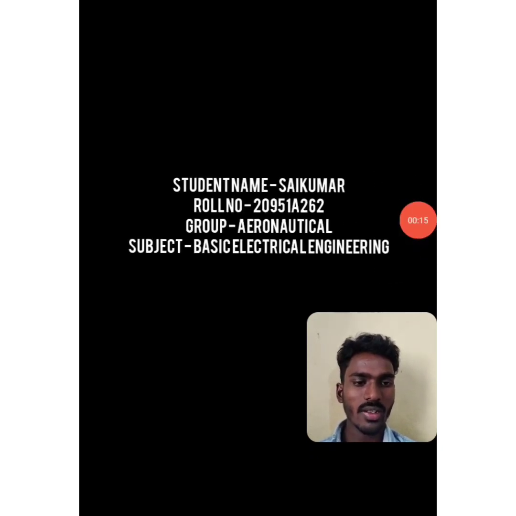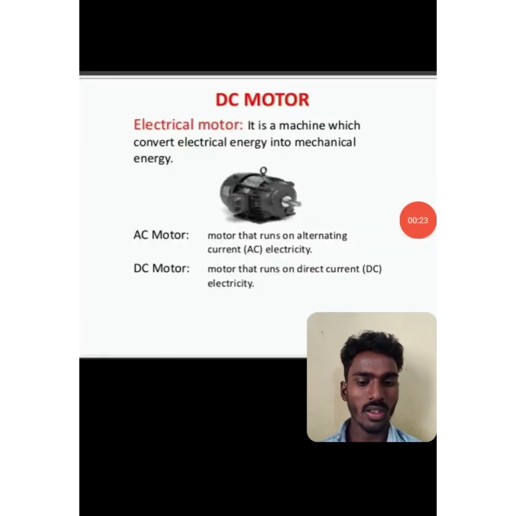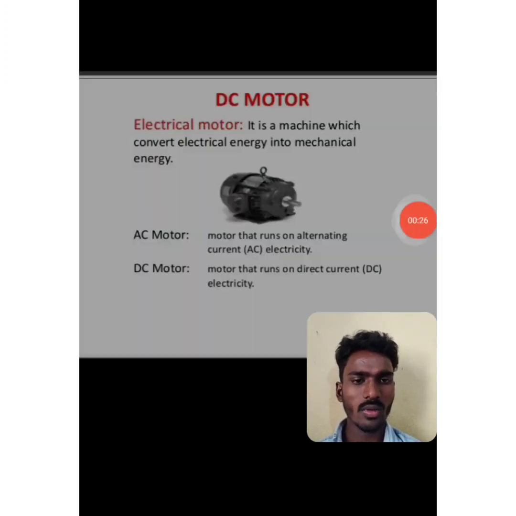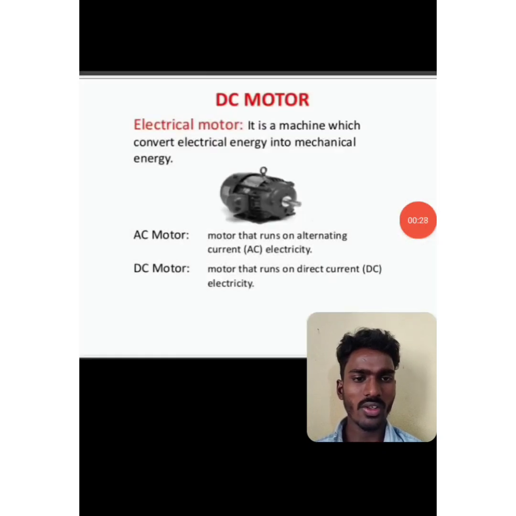Title: DC Motors and its Applications. DC motor. An electrical motor is a machine which converts electrical energy into mechanical energy. An AC motor runs on alternating current, AC electricity. A DC motor runs on direct current, DC electricity.